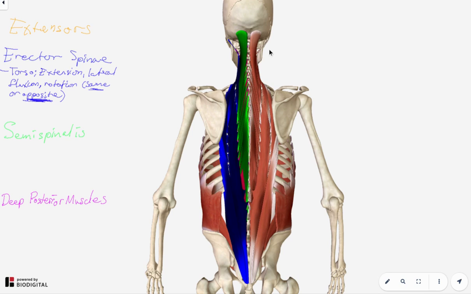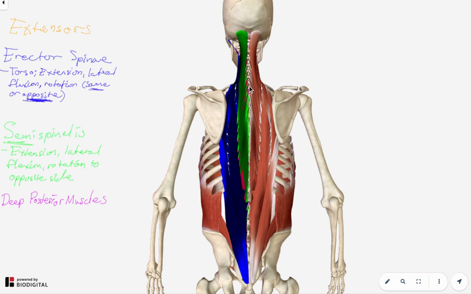The semispinalis muscles just run along about half the spine, so from the thoracic spine up all the way through the cervical spine and attaching to the skull. So the semispinalis run along the upper half of the spine. So they are going to have effects on the upper back, the thoracic spine, and also on the cervical spine or the neck. The semispinalis muscles are all going to extend and laterally flex the spine, and they are all going to rotate to the opposite side. So this is a more consistent group of muscles.